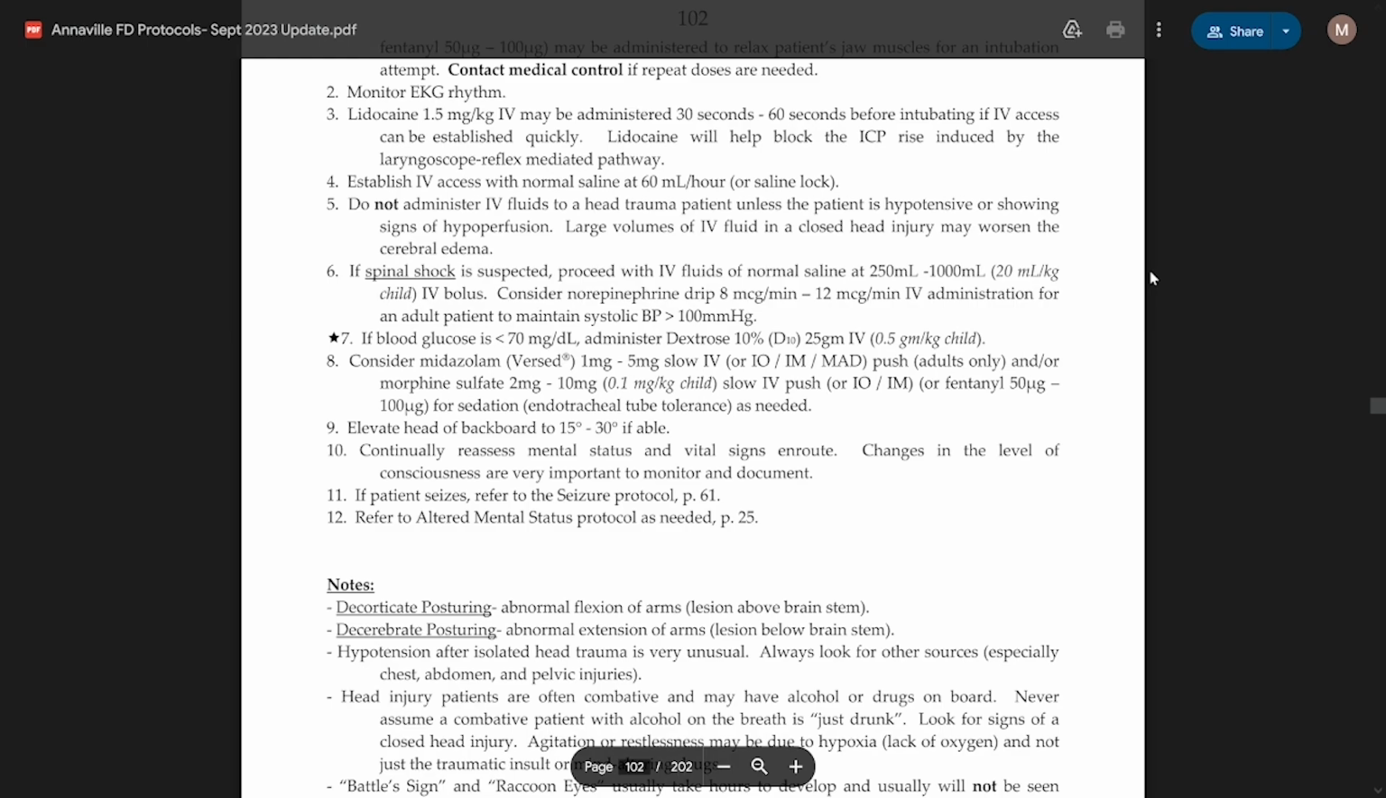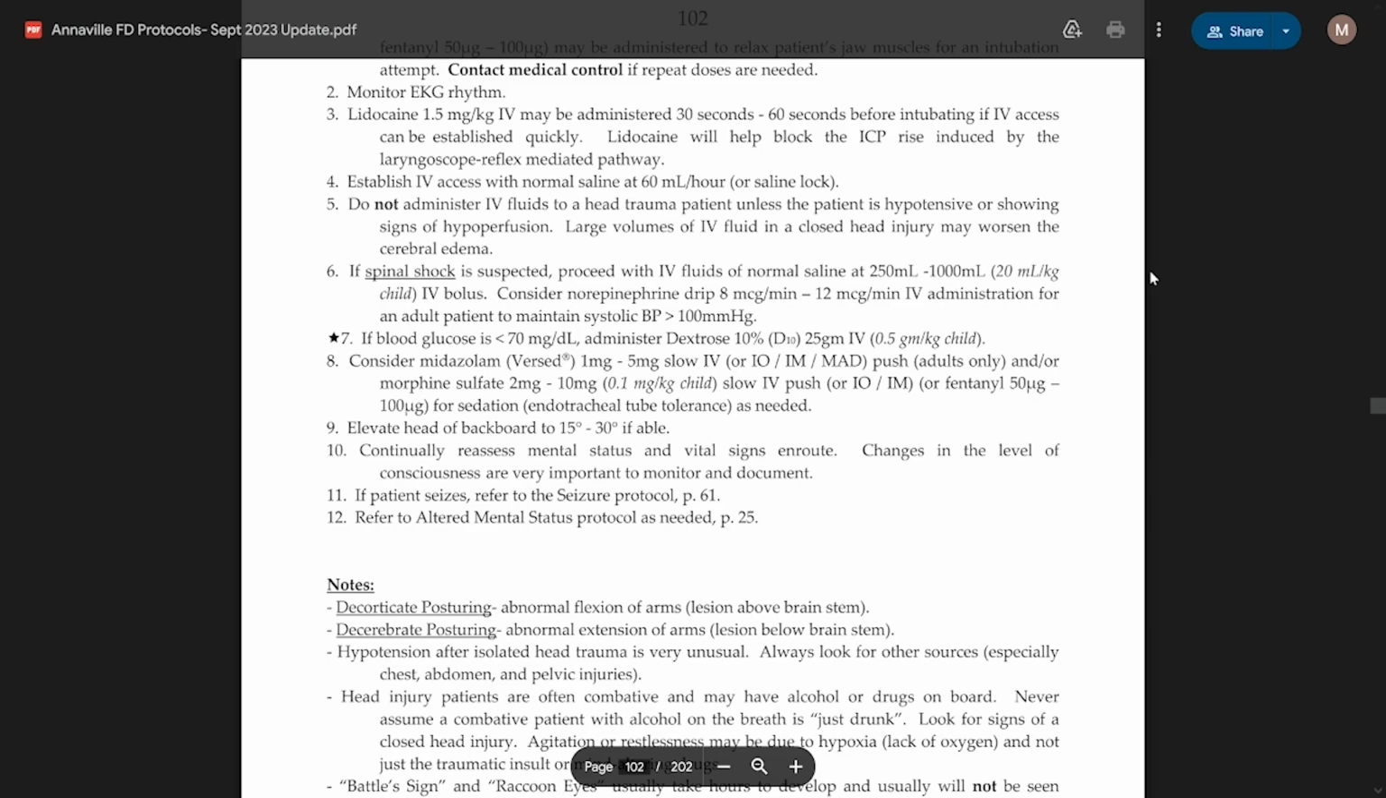Consider midazolam or Versed at 1 to 5 milligrams with a slow IV or IO, IM, or MAD device push for adults only, and morphine sulfate 2 to 10 milligrams or 0.1 milligram per kilogram slow IV push or IO, IM, or fentanyl 50 to 100 micrograms for sedation to help with endotracheal tube tolerance as needed.